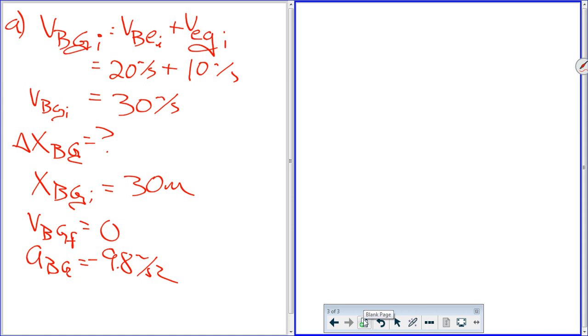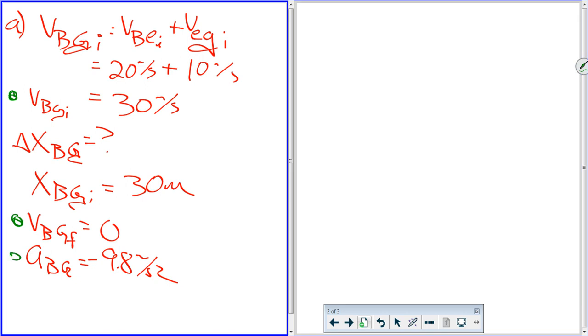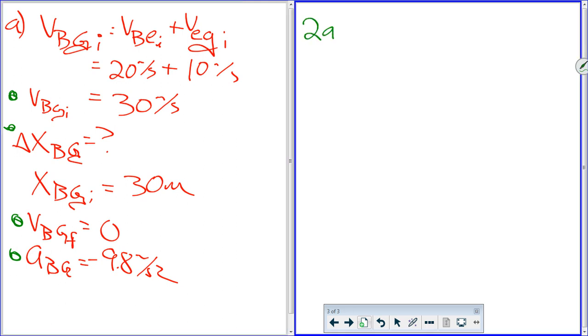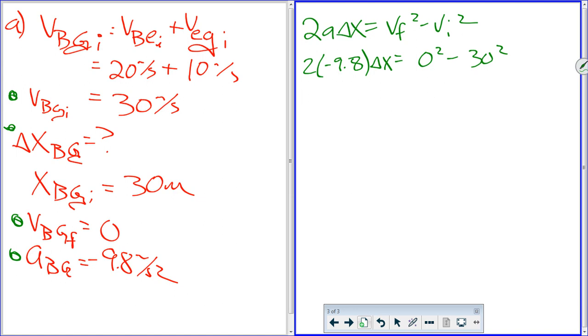All right, so here's the stuff we know. We know our velocity initial, we know our velocity final, we know our acceleration, we're looking for displacement. Hopefully this is becoming second nature to you by now. We got to use this guy and solve for our displacement, right? Just by plugging in our numbers. So you can get 2 times negative 9.8 times displacement equals 0 squared minus 30 squared, and solve it. And it gives you not the number that's on the sheet, because you have to add. It gives you 15.9 meters, I hope.